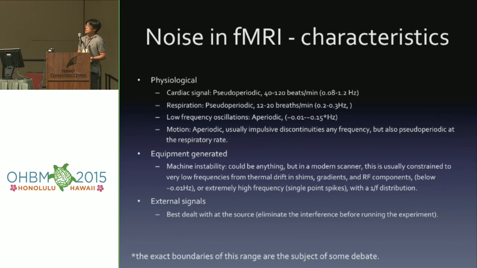For equipment-generated noise, mostly it comes from scanner drifting or some very low-frequency scanner noise. They fall into two categories. One is very, very low frequency, roughly below 0.01 hertz. And sometimes you have scanner-generated spikes. Those are high-frequency noises. But as our scanners get better, these noises become less and less of a problem. As I said, externally generated noise can be easily prevented by carefully examining the room, making sure the door is closed and there is no loose wire in the room. So those are very easy to deal with.